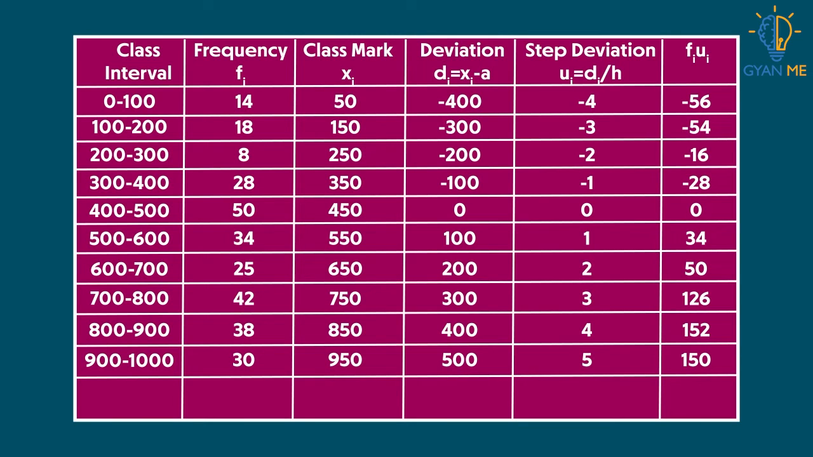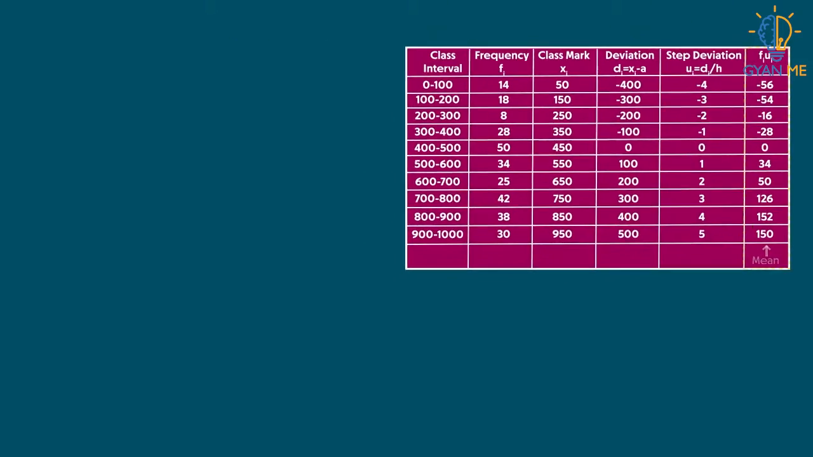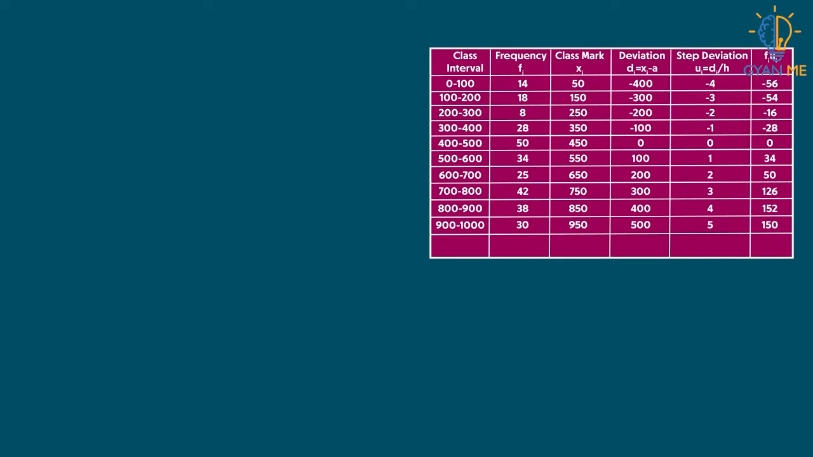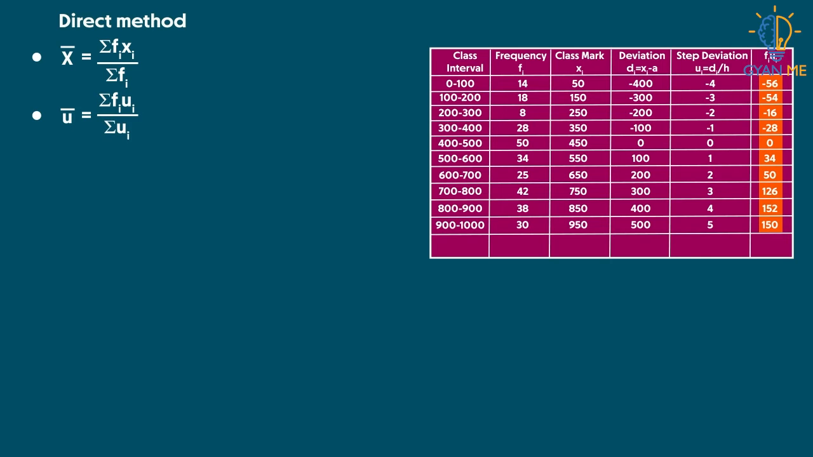Now students, here if we want to find out mean of this new column that we have added, that is fi ui, how can we do that? Very simple. Just take average of all the fi ui's. That is, just like we calculate mean of group data using direct method, which is sigma fi xi upon sigma fi. Similarly, just calculate the mean of this column u bar by formula sigma fi ui upon sigma fi.